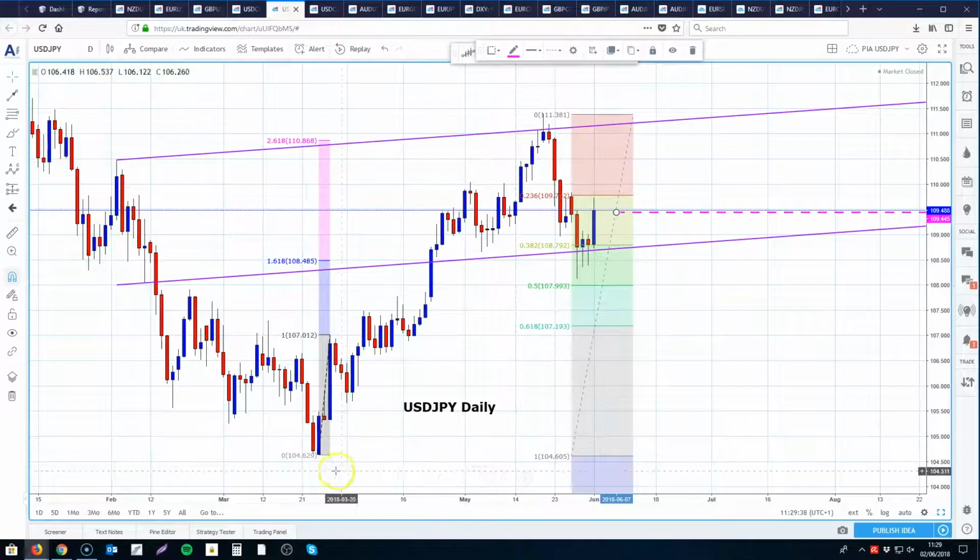So the daily chart moved higher in an Elliott wave formation, bullish Elliott wave formation. Levels close to the 261.8% extension.